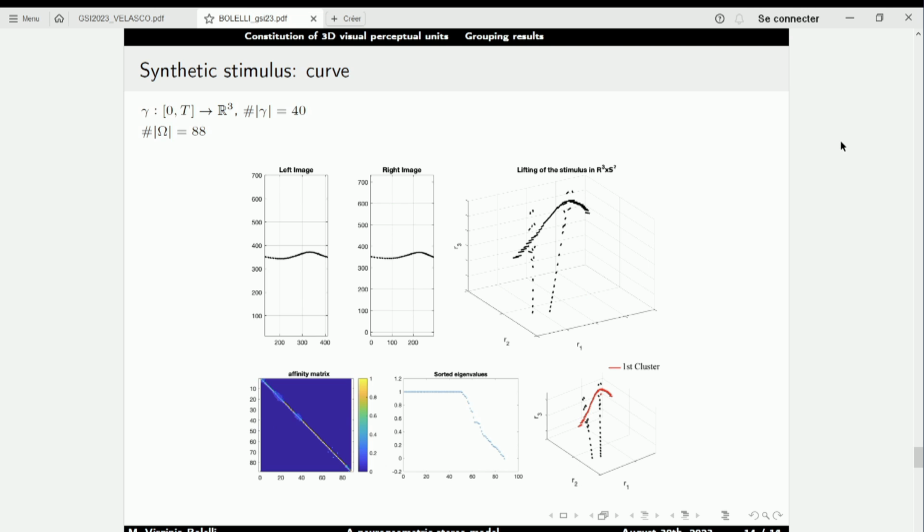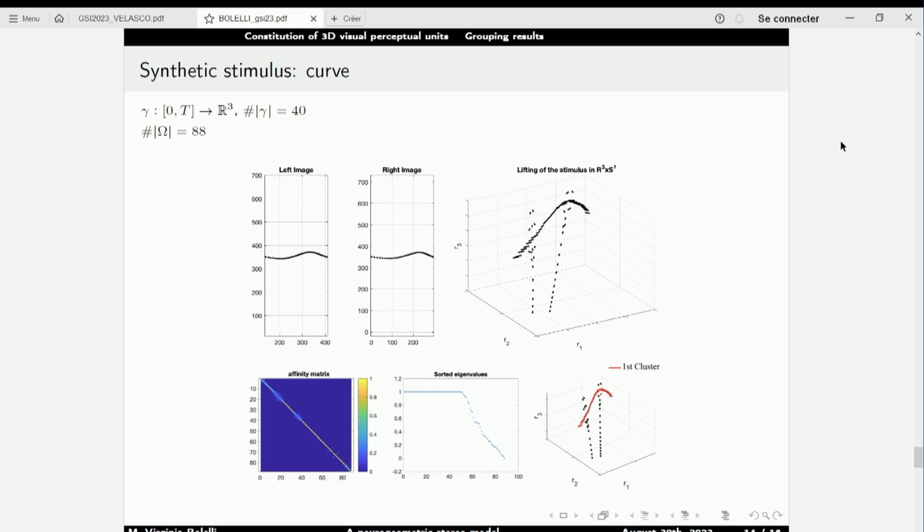The first one is to start with a couple of retinal images, and we couple corresponding points in the left and right images, and we lift the stimulus in this three-dimensional space of position and orientation. Of course, we recover the three-dimensional curve, but we also generate some noise due to false matching on the left and right retinal planes, since we are coupling points which share the same y coordinate. This is because we are considering projection on parallel planes. The ultimate goal will be to select the points belonging to the 3D curve.